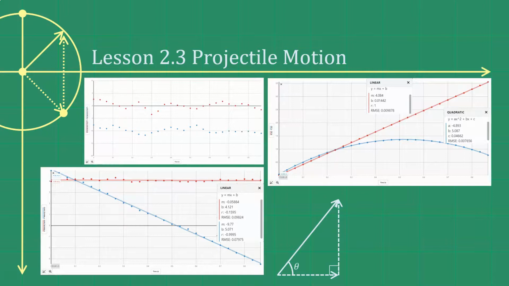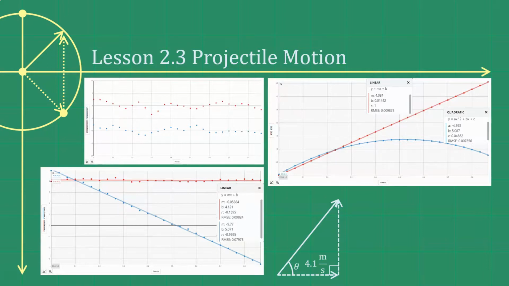So what do I know? Do I know the initial x velocity? Well, I know the constant x velocity from these graphs is somewhere around 4.1 meters per second. And then can I figure out from these graphs what the initial y velocity is? There's a couple of ways to do that.